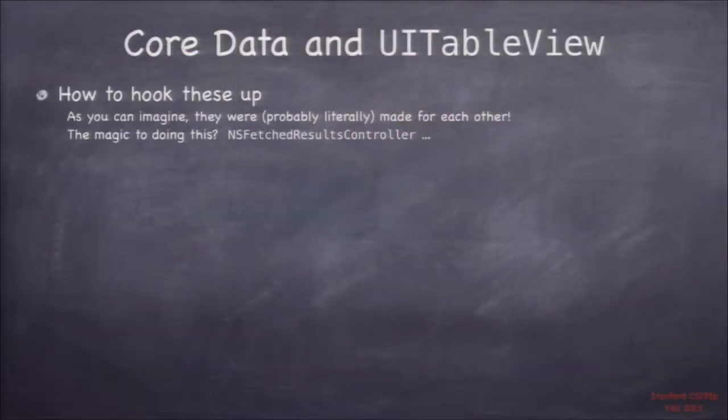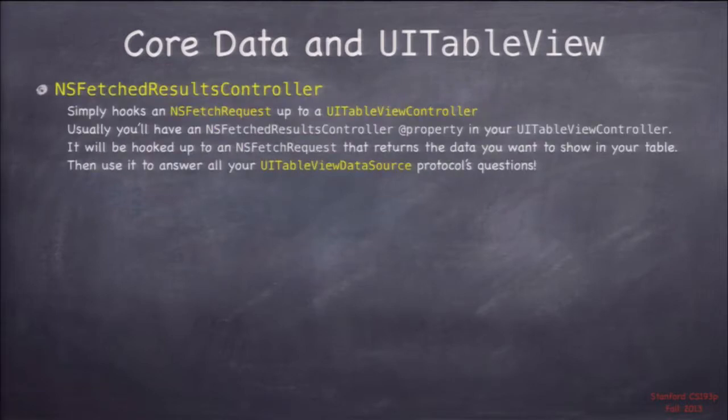Okay, so the next topic I want to talk about is Core Data still, but it's Core Data and table view. How Core Data and table view go together. Because Core Data is a big object graph, and table views are really great for traversing through object graphs, okay? So how do we do this?